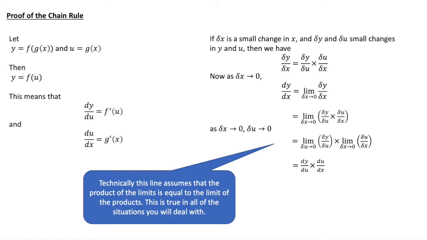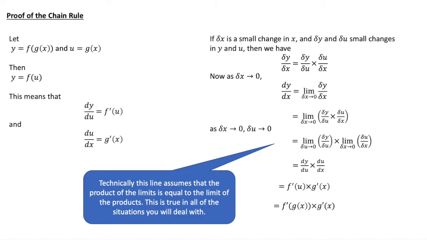But we already know that dy by du is f dashed of u, and du by dx is g dashed of x. And furthermore, we know that u is equal to g of x, and so we now have that being equal to f dashed of g of x times g dashed of x. And notice that whole chain of equals started with dy by dx equals. So if y is equal to f of g of x, then dy by dx is equal to f dashed of g of x times g dashed of x, which is the chain rule that you've seen previously.